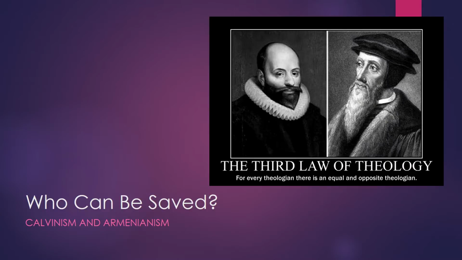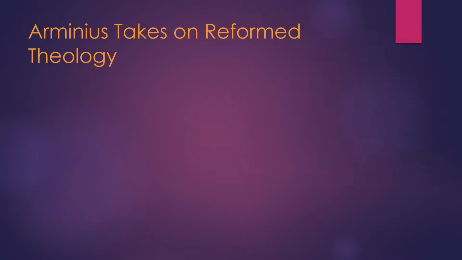So let's start with Calvin and Arminius. Here's a little joke meme. The third law of theology: for every theologian there is an equal and opposite theologian. That's Calvin and Arminius, who are going to be the two main standpoints in the debate. Now understand, there's going to be a point where I'll shift in this discussion. I'm going to use Arminianism and Wesleyanism fairly interchangeably. That's a little unfair, but they'll be fairly interchangeable.